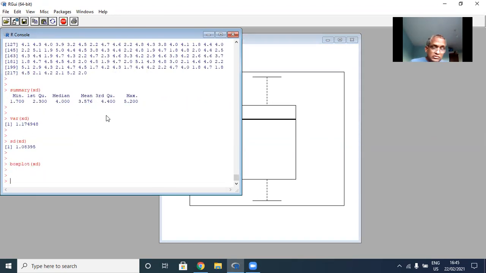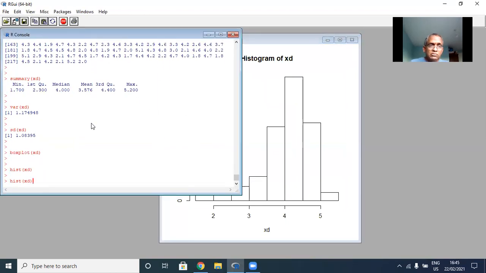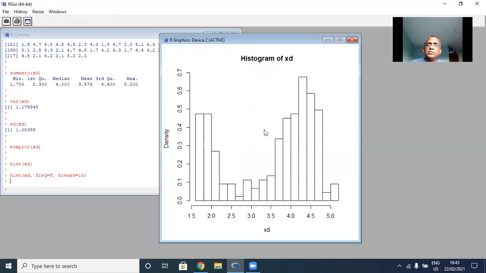All right, now, what was I saying? Sometimes it's better to do a histogram than a box plot. The reason for that, I will explain in a minute. Now, you see, this is a histogram with frequency. Now, we want frequency to be false, all right? So let's repeat that with frequency equal to false, and let's take breaks to be 16, right? So you see, this is what you see.